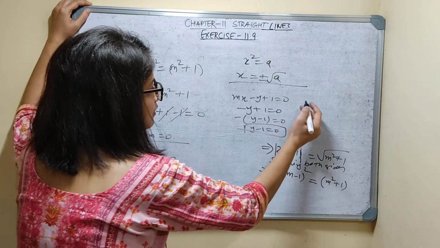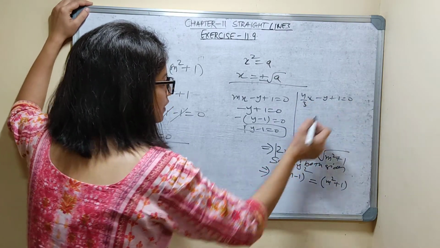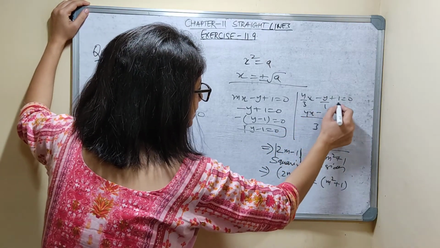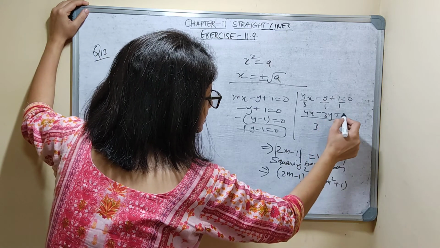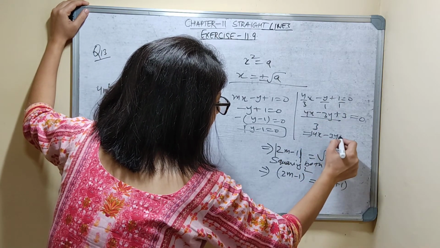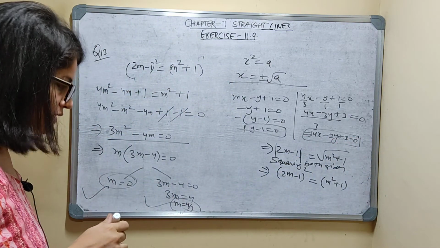Now I have to substitute 4 by 3. So 4 by 3 x minus y plus 1 is equal to 0. By taking LCM, it will be 4x minus 3y plus 3 is equal to 0. So the equation will be 4x minus 3y plus 3 is equal to 0.